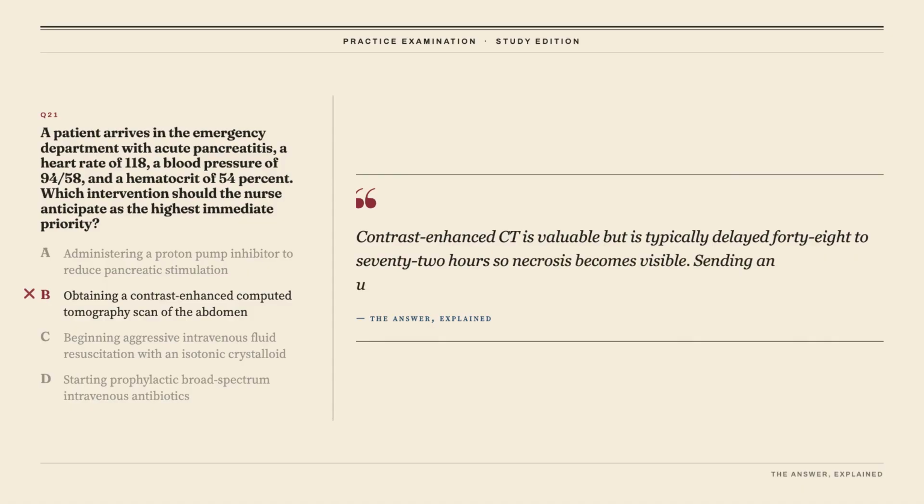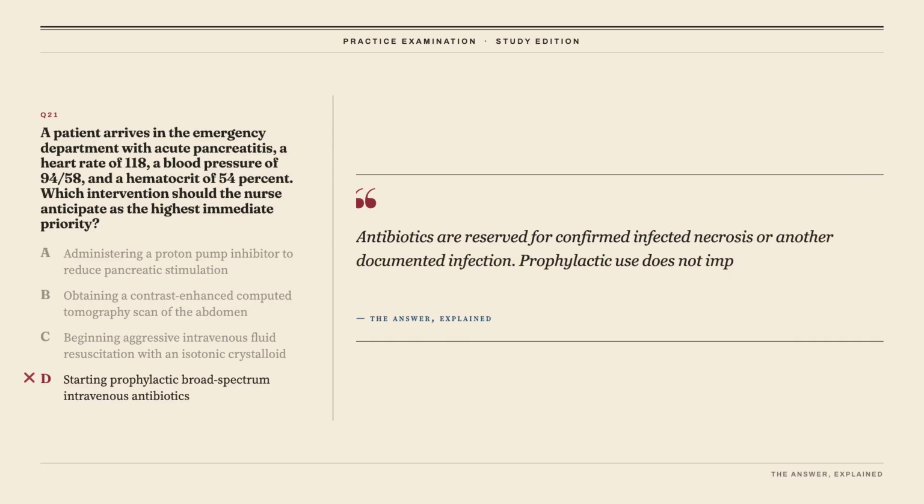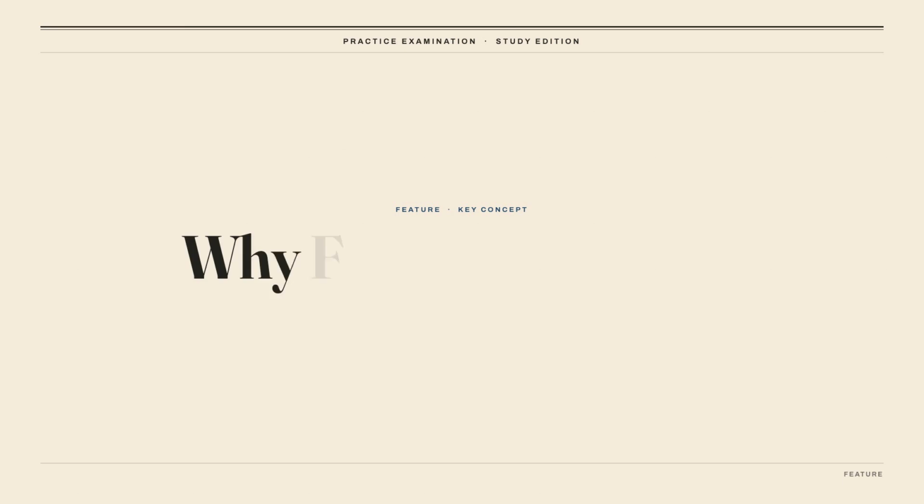Sending an unresuscitated hypotensive patient to radiology delays the intervention that matters. D is wrong because antibiotics are reserved for confirmed infected necrosis or another documented infection. Prophylactic use does not improve outcomes and promotes resistance.